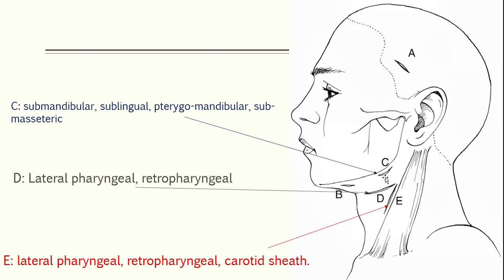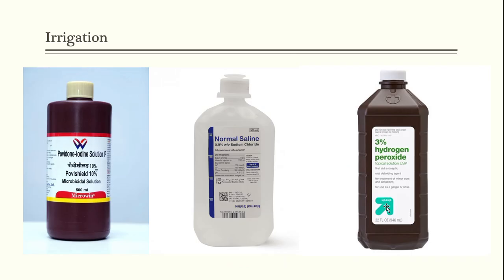Also, C can be used for submental, sublingual, submandibular, pterygomandibular. D for the lateral or retropharyngeal space infections, and for the carotid sheath and lateral pharyngeal and the high severity infections, a longitudinal incision. Now, once we're done with the incision and drainage, we need to do irrigation.